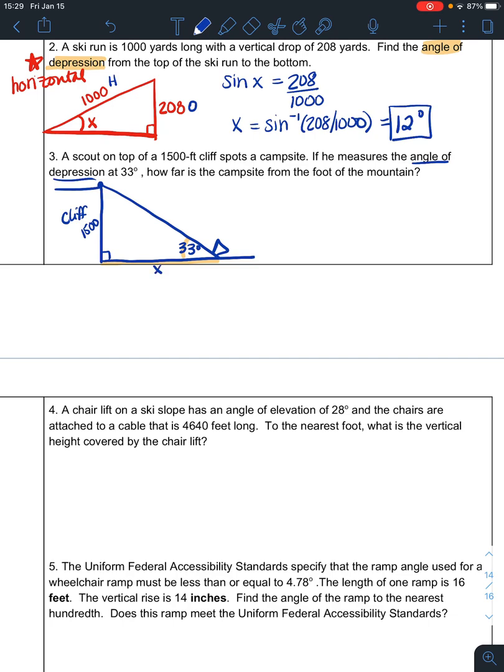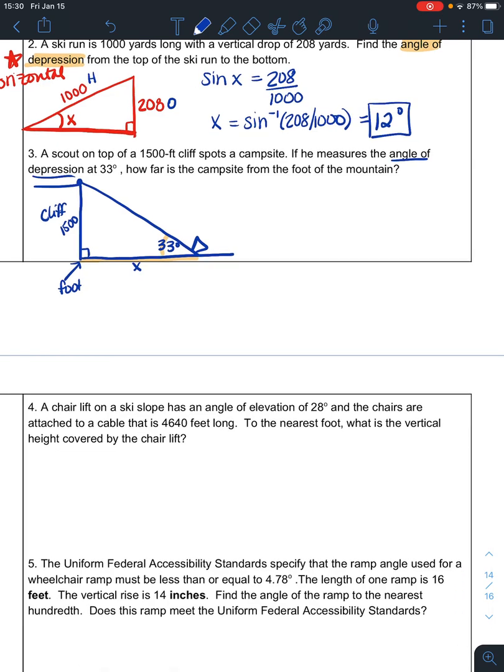How far is the campsite from the foot of the mountain? So here's the foot of the mountain. This is often a question, right? There's the foot of your mountain. It's at the bottom of the mountain. And so how far away is the campsite from the foot of the mountain?